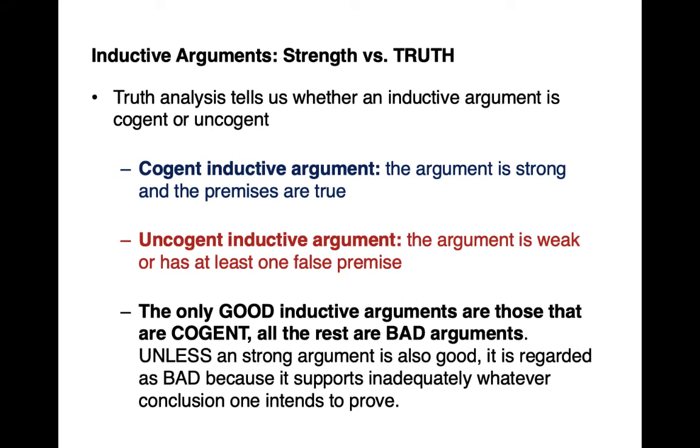Let's talk about the truth versus the strength of inductive arguments. Let's talk about truth. A truth analysis tells us whether an inductive argument is cogent or uncogent. A cogent inductive argument is one where the argument is strong and the premises are true. An uncogent one is one where the argument is weak or has at least one false premise. So there's two ways an argument is not cogent. Bad form, it's weak, doesn't have sufficient strength, or contains a false assumption, relies upon a false one.